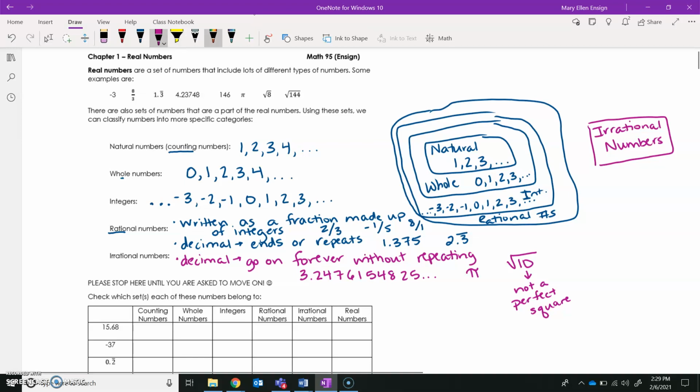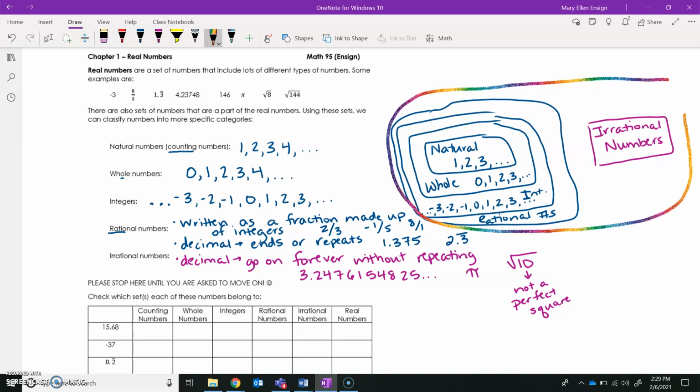And then all of this together, didn't leave myself much room there, all of these together are going to be real numbers. Okay, so real numbers encompass all of these.